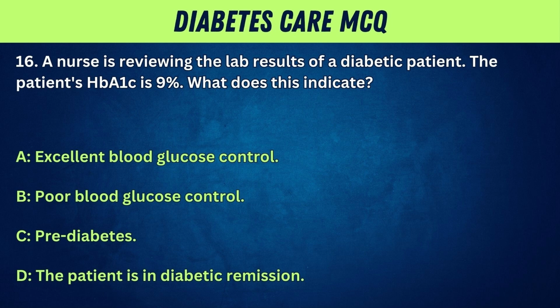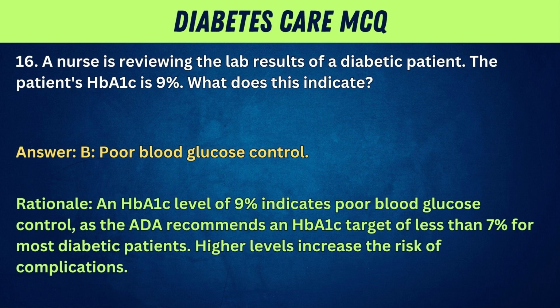16. A nurse is reviewing the lab results of a diabetic patient. The patient's HbA1c is 9%. What does this indicate? A. Excellent blood glucose control. B. Poor blood glucose control. C. Prediabetes. D. The patient is in diabetic remission. Answer: B. Poor blood glucose control.